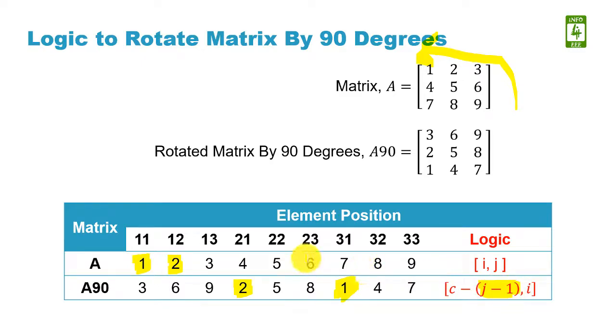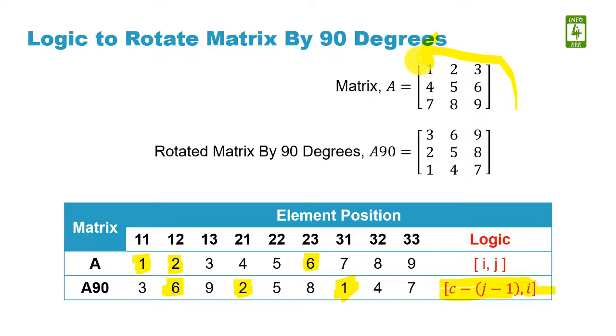Now I'm considering the sixth element of matrix A, which is at 2 3 position, and for matrix A90 it should be at 1 2 position. Now you can see that its j position is 2, which is proportional to the i position of A, so it is correct here. And if we talk about the i position of this element, it is 1, and its C is 3 and j is 3, so 3 minus 1 is 2, and 3 minus 2 is 1, so it is 1. So this is the logic to rotate the matrix A by 90 degrees.